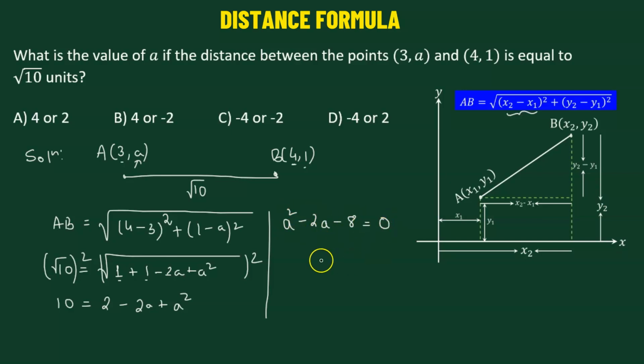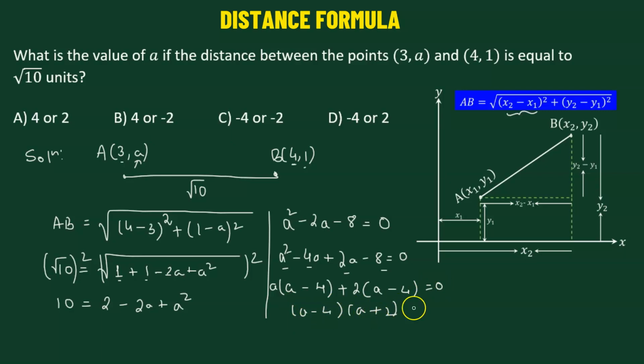Fine. Now this is a standard quadratic equation. We can use any standard method to find out the values of a. What we'll do here is use the factorization method by splitting the middle term. So we have a squared. Negative 2a can also be expressed as negative 4a plus 2a minus 8 equals 0. We will take a as the common factor between the first and the second term. So we have a multiplied by a minus 4. Then from the third and the fourth term, we will take positive 2 as the common factor. So this will get multiplied by a minus 4. So now we have a minus 4 times a plus 2 equals 0.